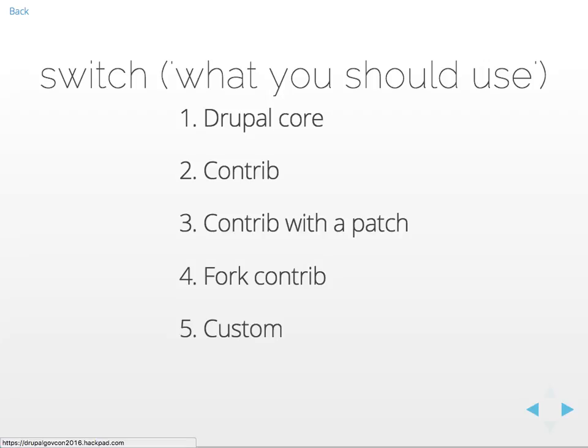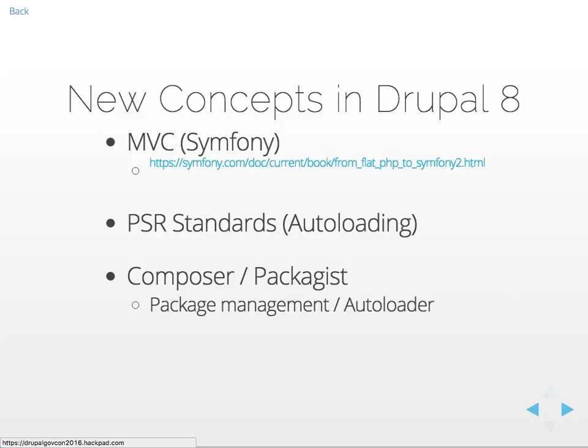All right, going on with this theme of what you should do. So check core first. If it can be done in core, definitely use core. Obviously, the most amount of people are going to be using core. If it can't be done in core, do it in contrib. If it can't be done in contrib, check if there's a patch. If it can't be done in contrib with a patch, then you can fork it. And finally, write it yourself. All right, so now that we've got the disclaimers out of the way, my lawyers are happy, your lawyers are happy. So let's talk about first what's new in Drupal 8.